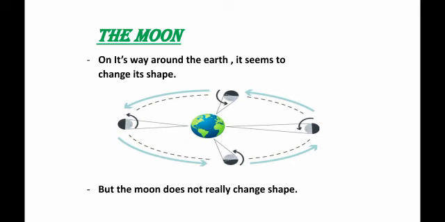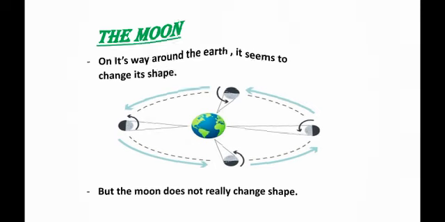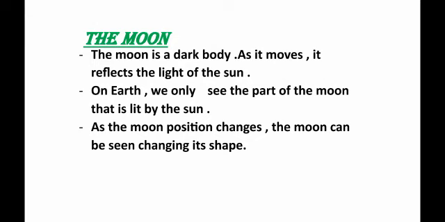We only see the part of the moon which is lit by the light of the sun. Next, the moon is a dark body. As it moves, like the picture you have seen, it reflects the light of the sun. On Earth, we only see the part of the moon that is lit by the sun. We only see the part of the moon that is lit by the light of the sun.